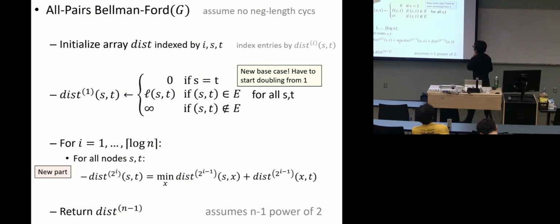So now what you do is just fill in the array. You create the table for this indexed by i, s, t, and this should be okay.